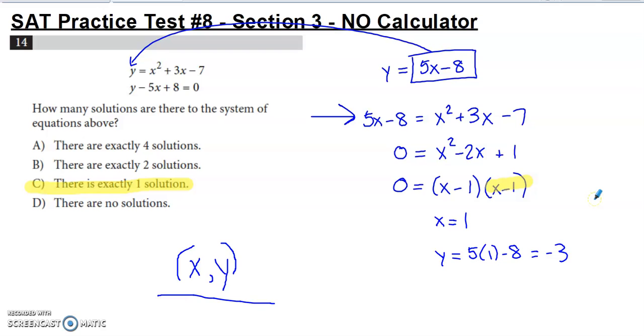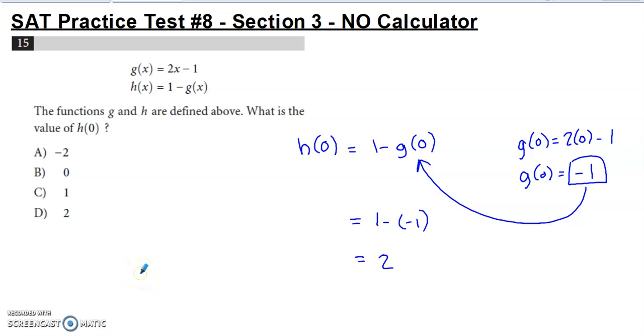So hopefully you realize why we're going with option C there. A solution to a system is an ordered pair, an x and a y that satisfy it. It's not just the number of individual unique values that we got for any of the variables. So one solution here because we only got one unique ordered pair that satisfies the system.